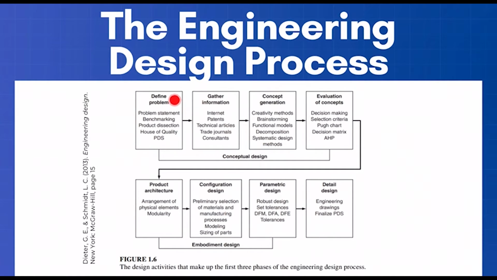The first one is to define the problem. In the first step, we will make the problem statement, and then we will do benchmarking, making comparison between products or services, and then we will do product dissection to study the product, and then we will do the house of quality to know the requirements from the customer, the requirements of the product itself, and the benchmarking, and last is the production of the product design specification document, PDS.